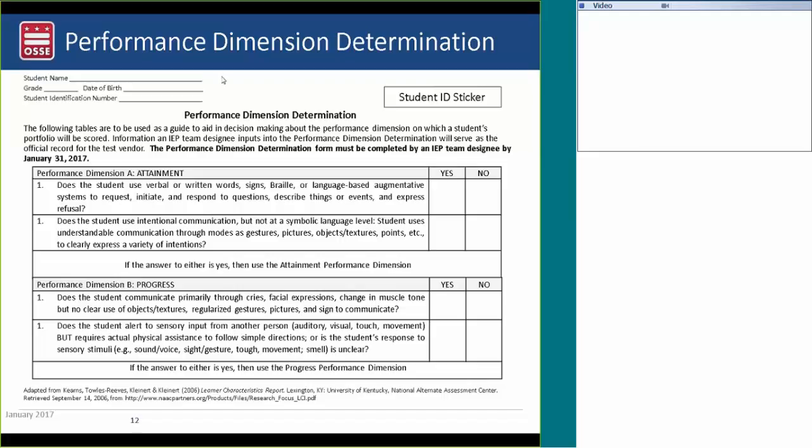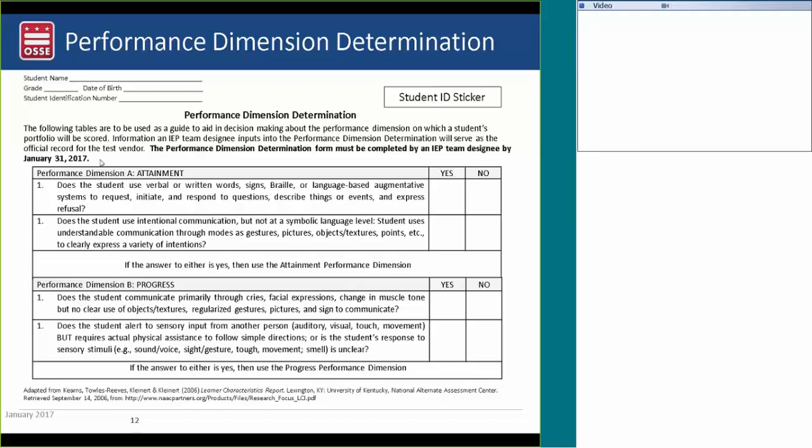And this says the form must be completed by an IEP designee by January 31st. But you don't have to upload it to anything because we're not doing this by computer. The science portfolio is a low-tech deal. Other than the SEDS information that you have to upload for all students, this is all pencil and paper work.